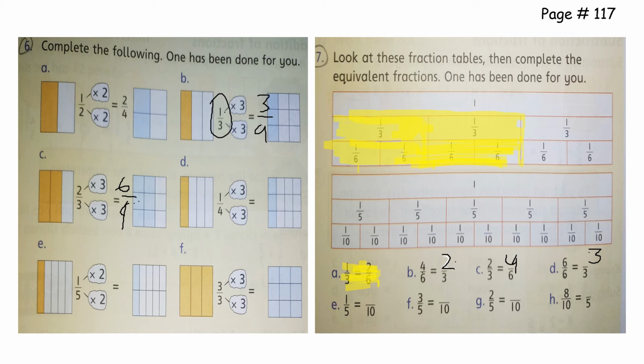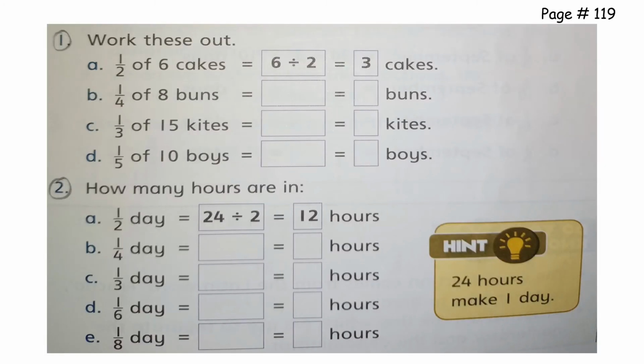These are just the questions that we did in the previous video, equivalent fractions, and the remaining 4 parts are your homework. Question number 1 and 2 on page number 119. So 1/2 of 6 cakes. It means you have to divide this 6 by 1/2, and 1/2 is half. Means you have to divide 6 cakes into halves. So how will we do this? 6 divided by 2 is 3 cakes. So the half of 6 cakes is 3 cakes.